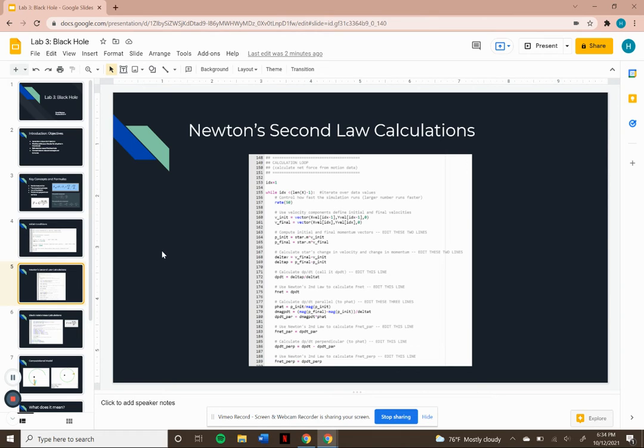So our calculations using Newton's second law are going through this while loop. We set V initial and V final from the data set, and P initial, P final, the momentum, using the formula mass times velocity. And then we have delta V and delta P, which is the final minus initial. And dp dt is change in momentum over change in time. And Newton's second law comes into play here because we know that Fnet is equal to dp dt using the law. Finally, we have the parallel and perpendicular components using the formulas that we discussed earlier.